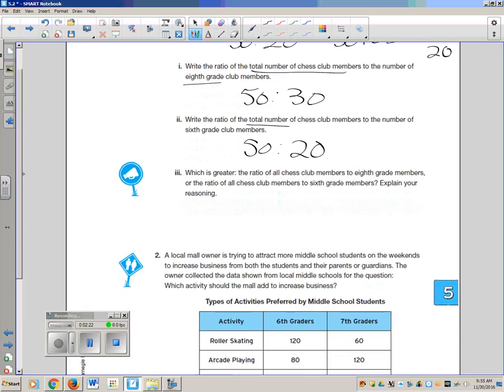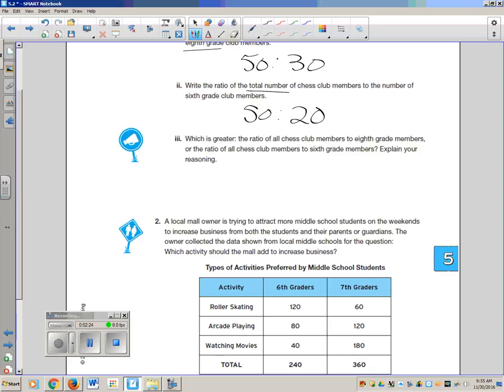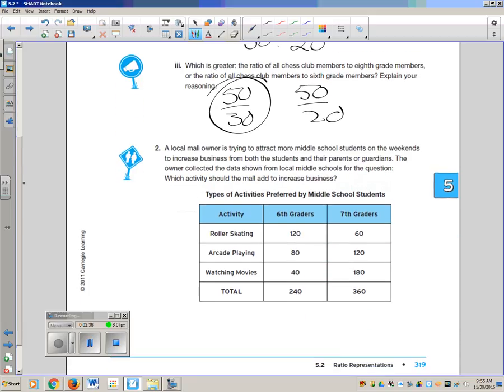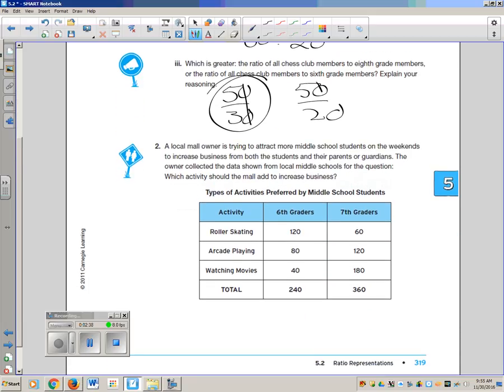Which is greater, the ratio of all chess club members to 8th grade, 50 to 30, or 50 to 20. 8th graders is still bigger. 5 over 3 is bigger than 5 over 2. Cross out those zeros.